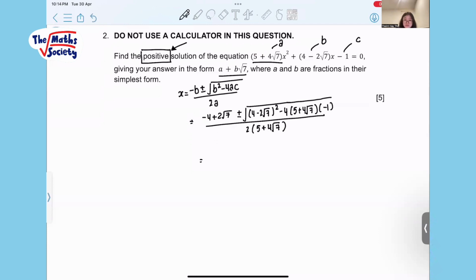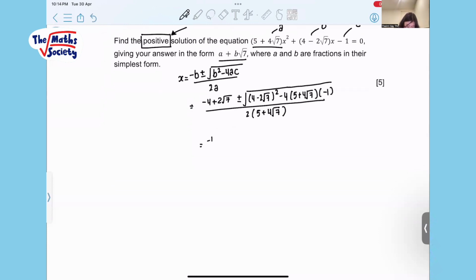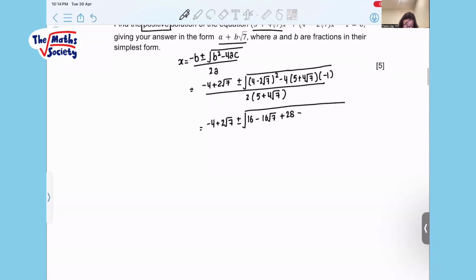So we'll try to solve this whole equation, which is minus 4 plus 2 root 7 plus or minus, we'll solve this, yeah? So 4 times 4 is 16. Then you have minus 2, 2 times 4, 4 times 4, 16 root 7 plus 4 times 7, 28. Oh, wait, sorry. It's 4 minus 2 root 7 squared, so 2 times 2 is 4, 4 times 7 is 28, not 98. 28, and then you minus 4, 5, 20.